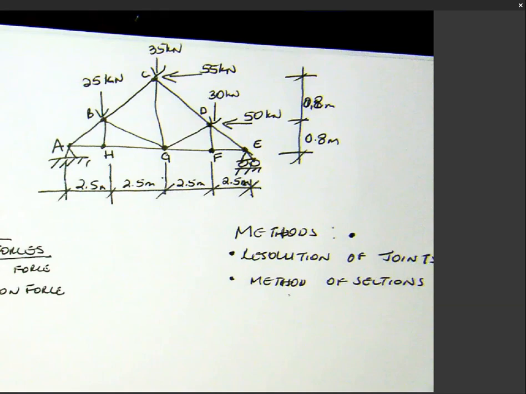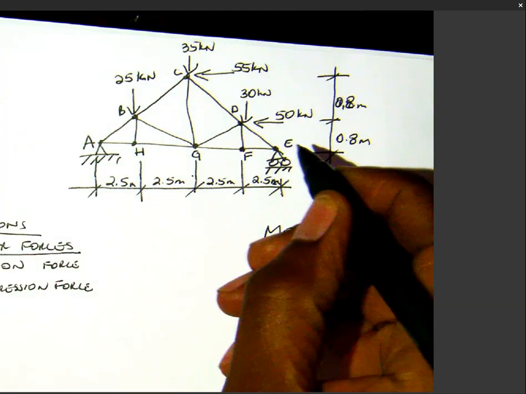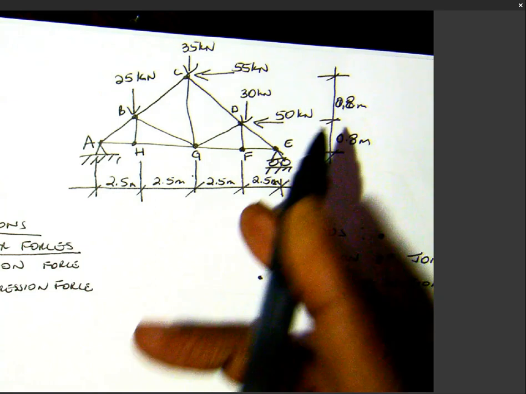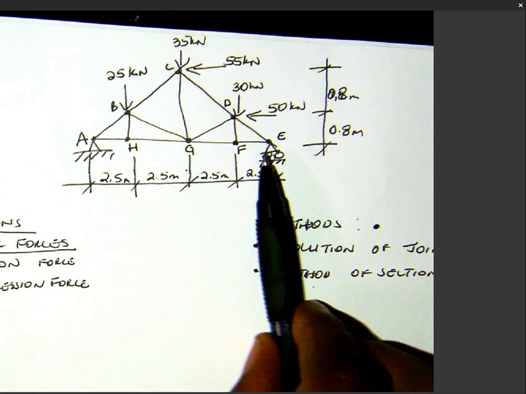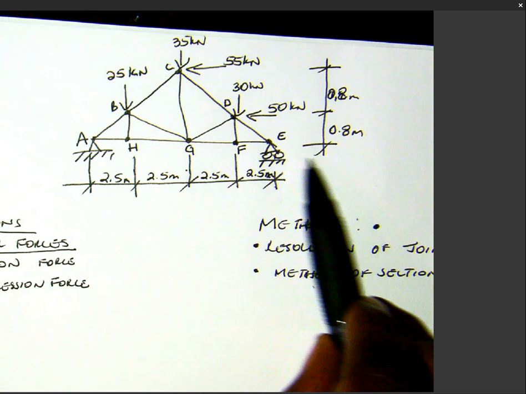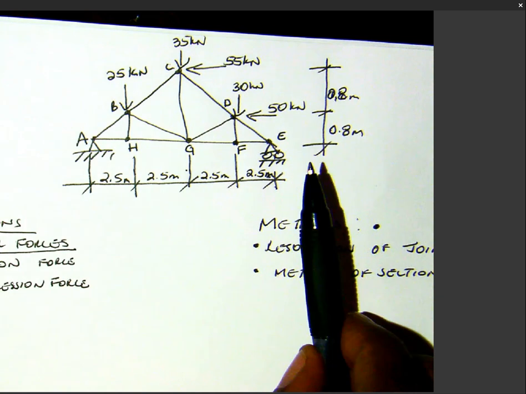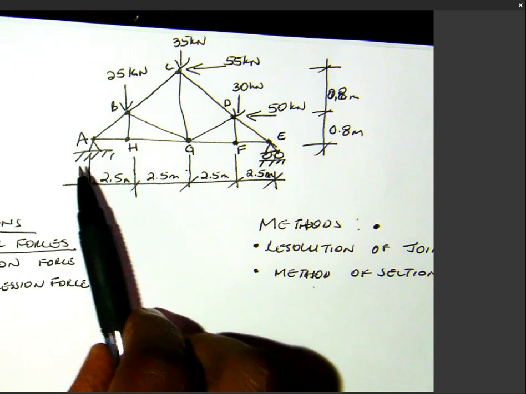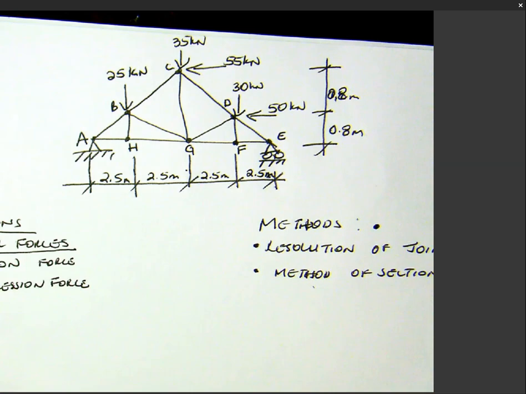Now, reactions. Remember, this reaction has only one reaction, in this direction. There is no reaction in this direction because it's a roller. It's rolling in this direction. Same concept as we were discussing before. Here we have a reaction in the vertical direction, and we have a reaction in the horizontal direction. So what is that telling us?